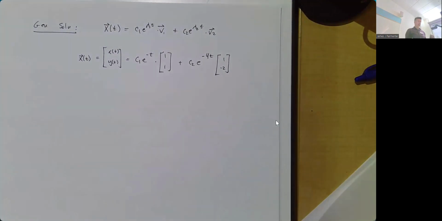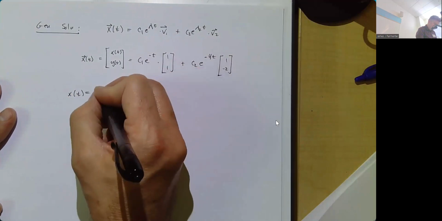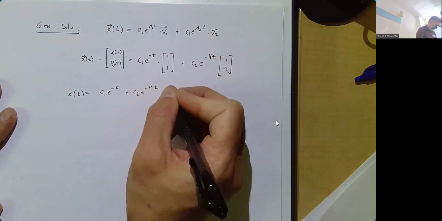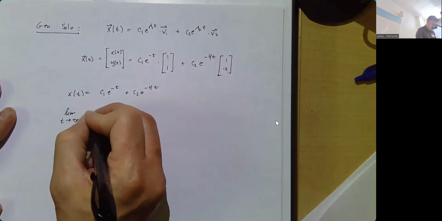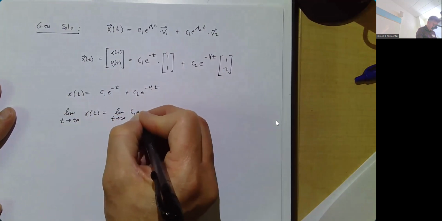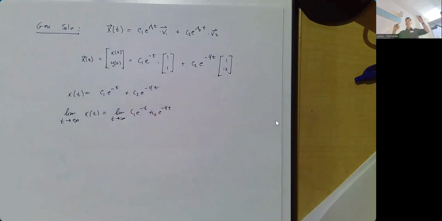But let's look at the behavior of x and y as time goes on and on. So the first coordinate, x, is equal to 1 times c1 e to the negative t plus 1 times c2 e to the negative 4t. And as time goes on, the limit as t goes to infinity of x of t is the limit as t goes to infinity of c1 e to the negative t plus c2 e to the negative 4t. But as time gets larger and larger, e to the negative t gets closer and closer to 0. And so does e to the negative 4t, right? The graph of e to the negative t looks like e to the t, except it's flipped.